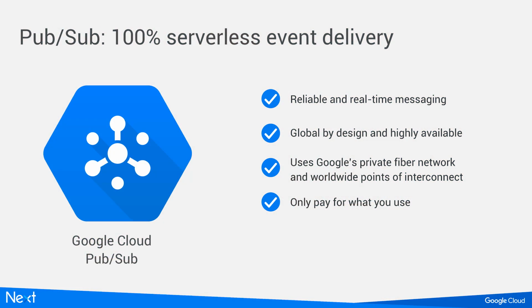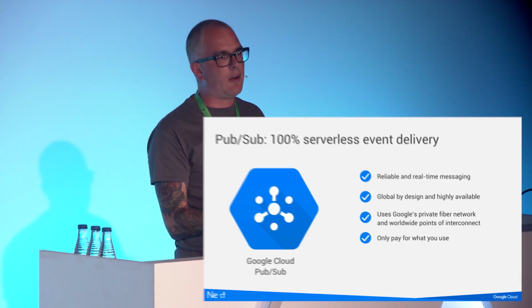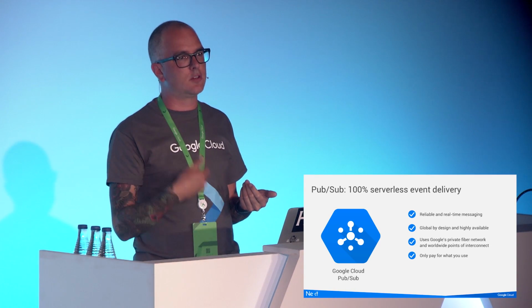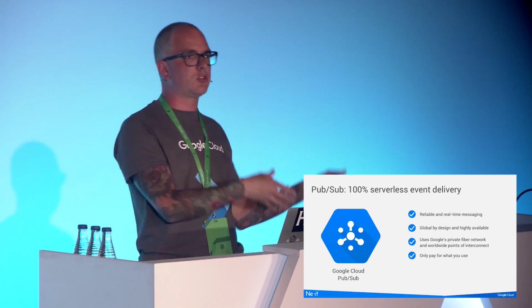So the first key component in this, and I actually should have put an architecture slide in here, is actually getting those events in. So one of the things that we're going to use is Pub/Sub. Pub/Sub is basically message queuing. It's a global system. You can send literally millions of messages per second to the system if you need to. It will guarantee you at least once delivery on any subscriber. So it's called Pub/Sub, so publish and subscribe.